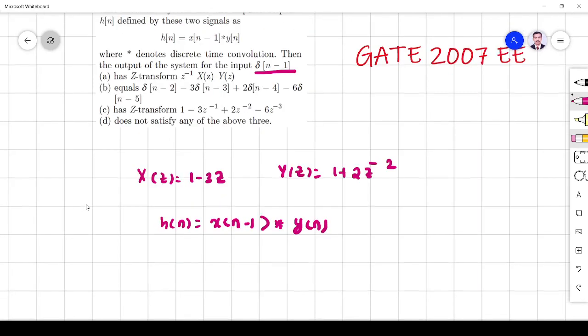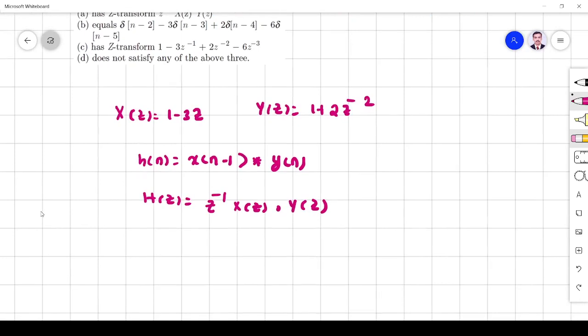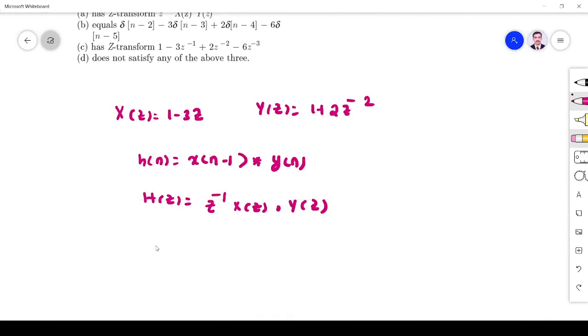So if I take the transform, what I get is H(z). The z-transform converts convolution into multiplication. For x[n-1], the transform is z^-1 X(z). Convolution becomes a multiplication, so times Y(z). Okay, so this is H(z).